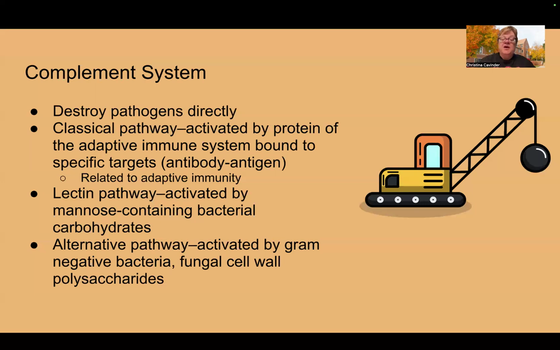We have the classic pathway where activation of the protein of the adaptive immune system binds to the target. This is an antibody-antigen response. So the antigen comes into the body, it binds to the antibody, and then you have this classic pathway where you have a response and you make all these antibodies against it. And because of that, they are there for the next infection.